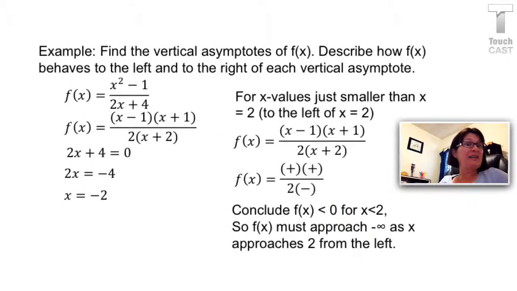Similarly, if I approach x equals 2 from the left, from smaller values, I will still have a positive value for x minus 1, a positive value for x plus 1, and 2 times, but this time x plus 2 is going to be a little bit less than 0. I'll conclude that f of x must approach negative infinity as I approach 2 from the left.